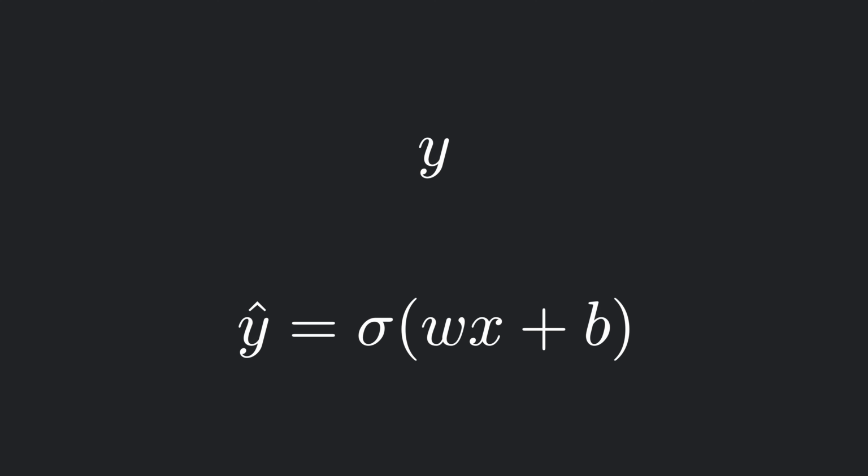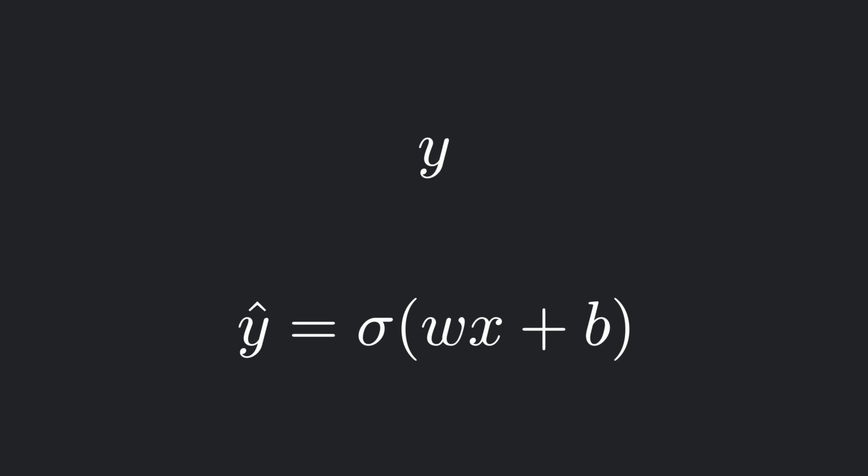In our training dataset, y represents the actual output. It's always either 0 or 1. On the other hand, y hat is the predicted output from our model, which is a probability value between 0 and 1. Sometimes this y hat is represented as p, but it doesn't really matter whether you call it y hat or p. The idea is the same.